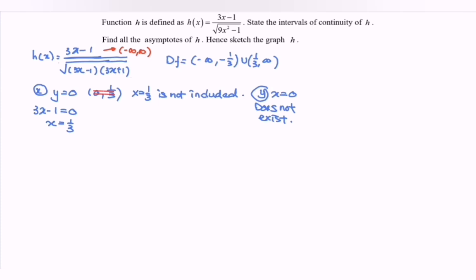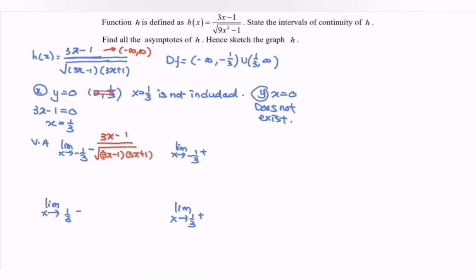Next, refer to the situation. We have to find the vertical asymptote. So the limit when x approaches negative 1 over 3 from the left, the limit when x approaches negative 1 over 3 from the right, the limit when x approaches 1 over 3 from the left, and the limit when x approaches 1 over 3 from the right. Kindly substitute the function given. So here we have 3x minus 1 over the square root of (3x minus 1)(3x plus 1). Repeat the situation for all the cases.